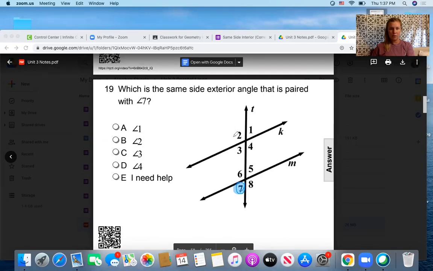And 1, 2, 3. Phenomenal. Great job. 2 is the answer. So 7 and 2 are same side exterior angles.